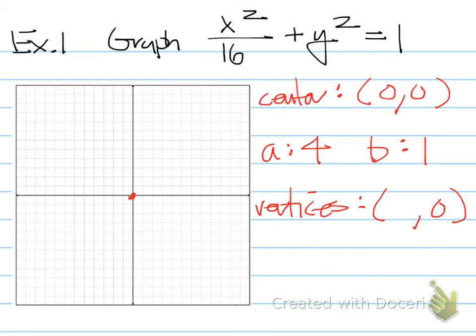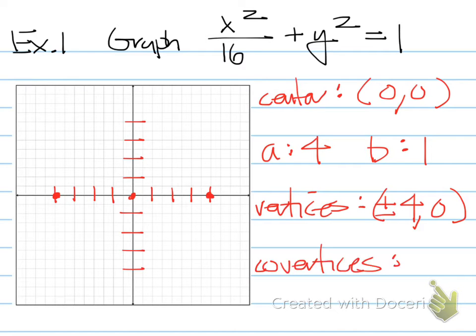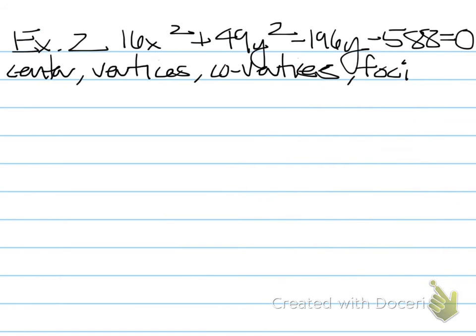And the vertices can be found by adding and subtracting a, which is 4, to the x coordinate of the center. Covertices can be found by adding and subtracting b to the y coordinate of the center. So 0 plus and minus 1. In example 2, we're going to take this equation, which is written in general form, and determine what the center, vertices, covertices, and foci are.